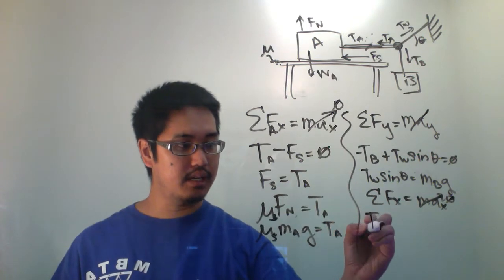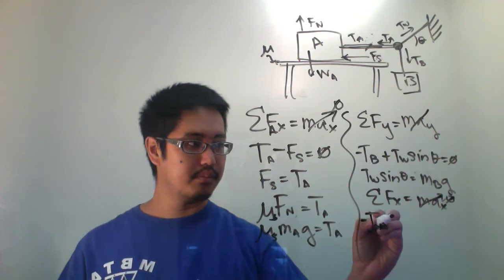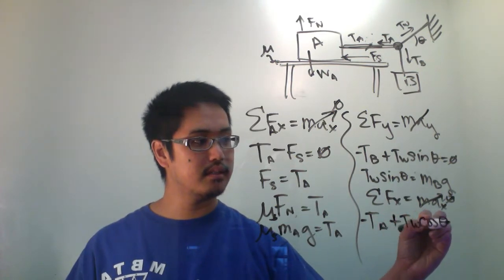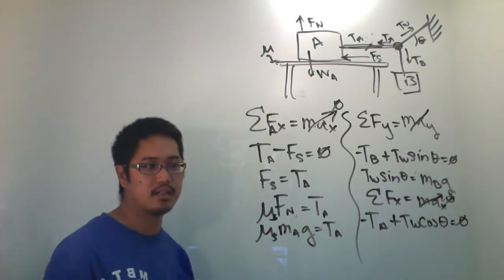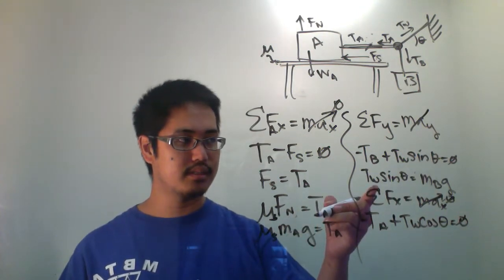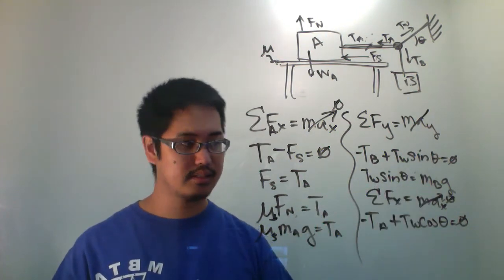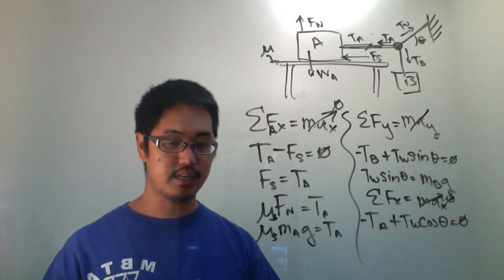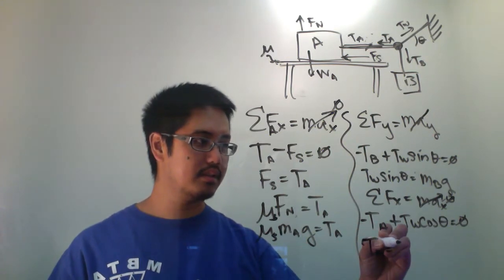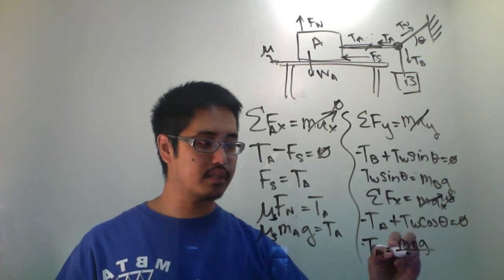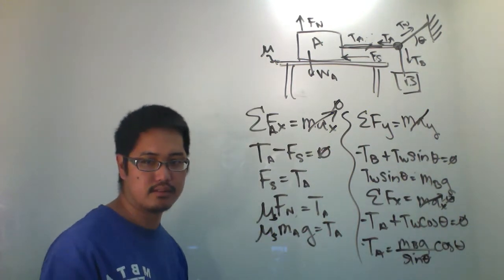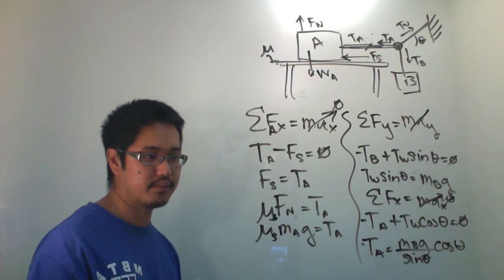That would be TA, negative, plus TW cosine theta. You got that? But I know what TW is. TW is MBG over sine theta. Right? So I have TA equals MBG over sine theta cosine theta. You see what I did there? Alright.